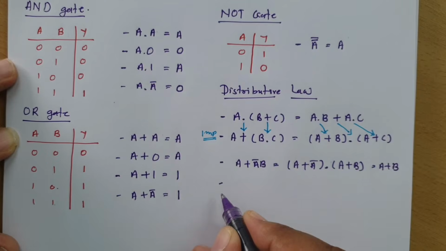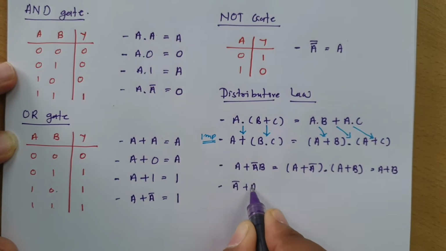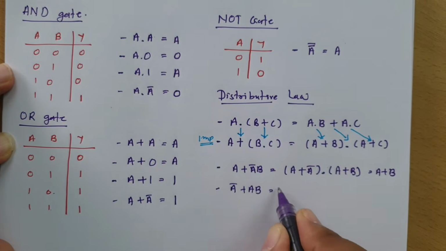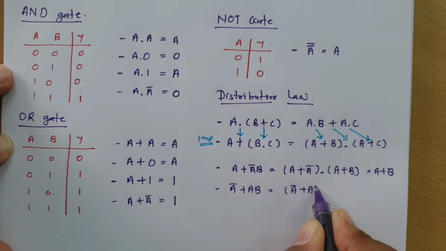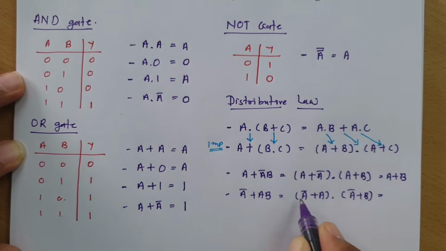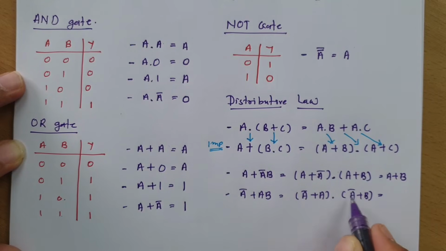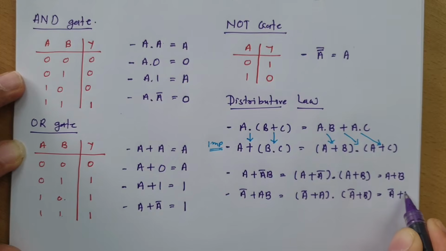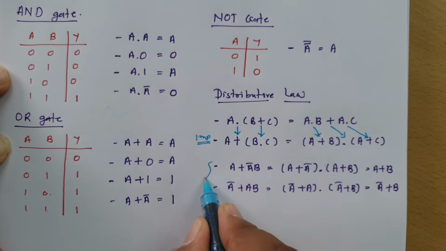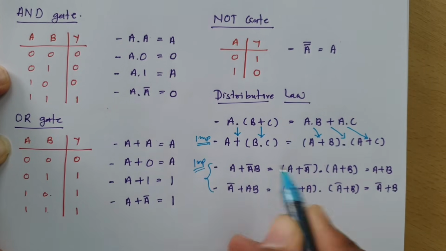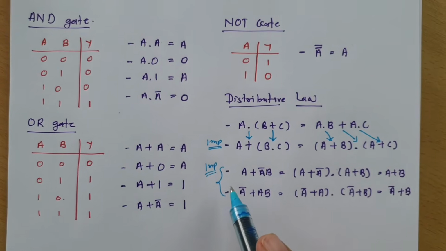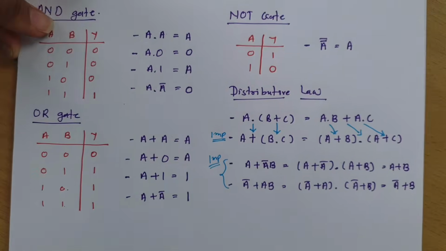And if you do this a bar plus ab, then we can even apply the same distributive law: (a bar plus a) dot (a bar plus b), right? And here a bar plus a is 1. So 1 dot this is this. So we can say this is a bar plus b. Usually in examples you will have to use this equation many times, right? So this is very important, and that is what we are utilizing in the solution of examples.